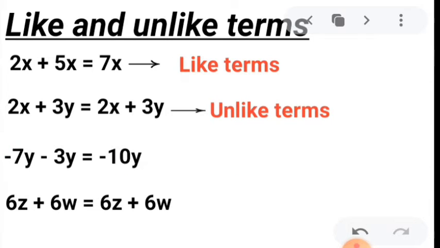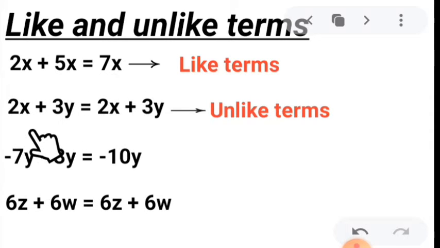Now we want to talk about like and unlike terms. Like terms are simply terms that have the same variables. For example, we have 2x and 5x. The variables x are the same, so we can add them. 2 and 5 will give us 7. Then we write the x.